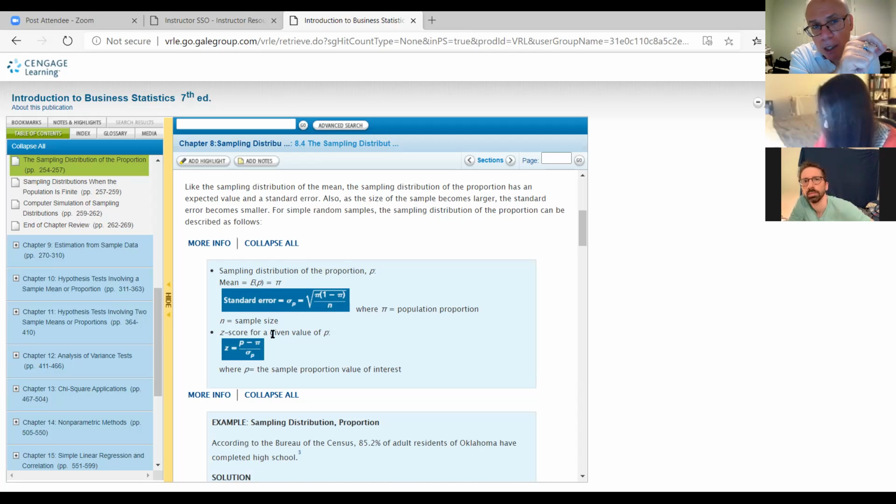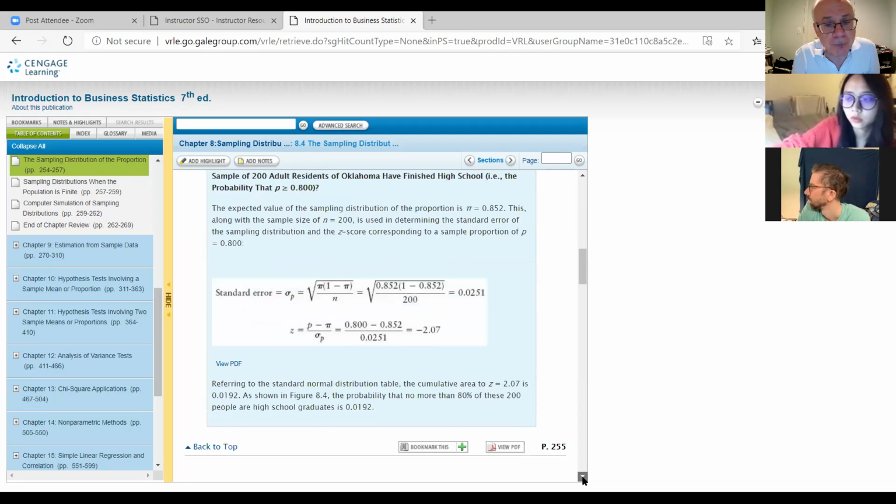And the reason is, what if pi is a very small value, like 0.005 or 0.01? Then n could be 30, and the sampling distribution still would not look normal. You have to make sure that n times pi and n times 1 minus pi are both at least 5. If they're both at least 5, you get an approximately normal distribution for your sampling distribution. So let's do an example that makes sense to you.